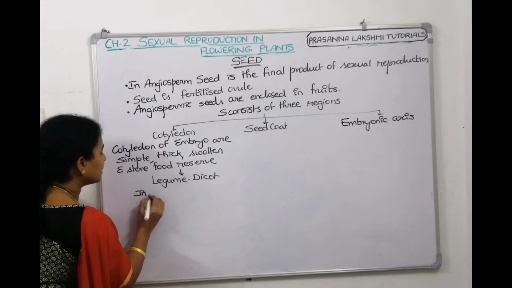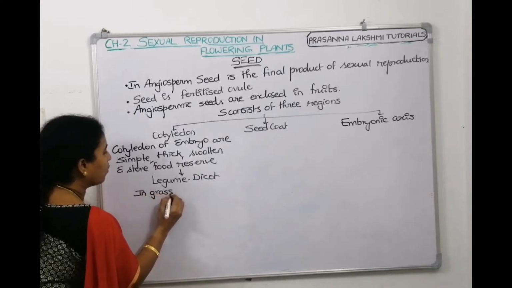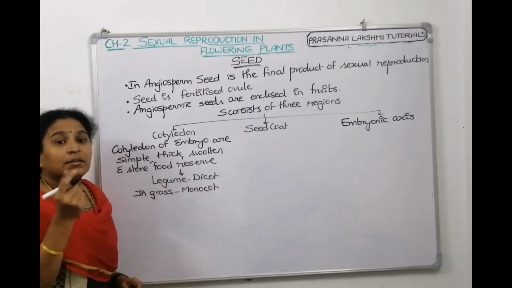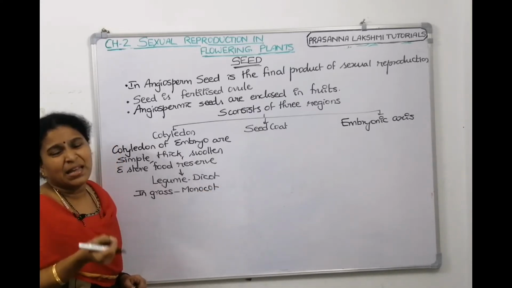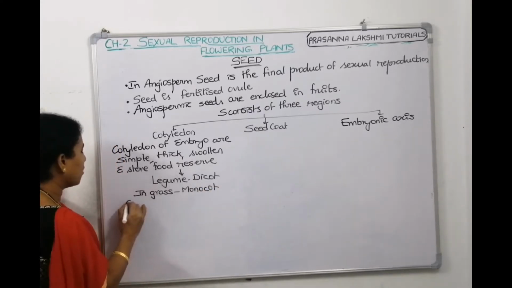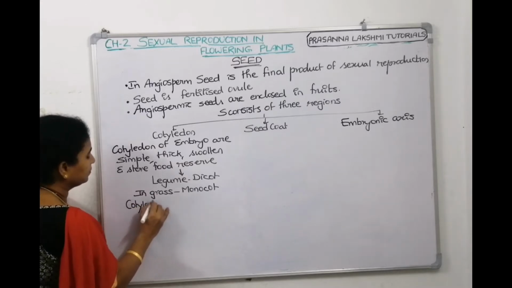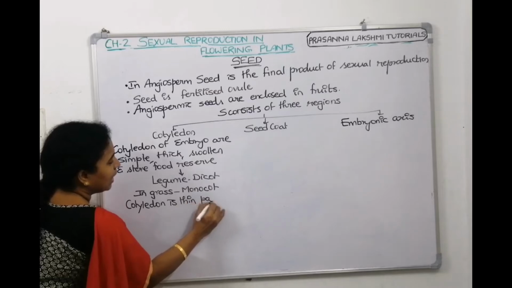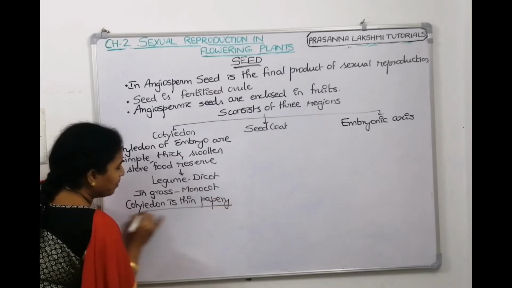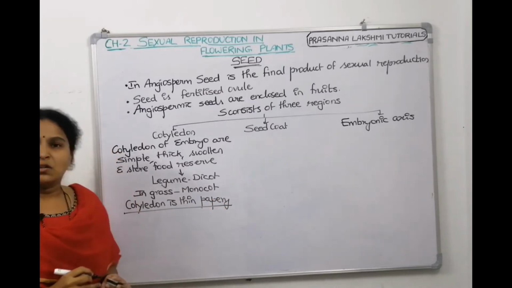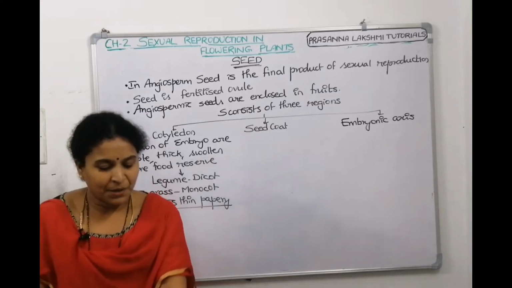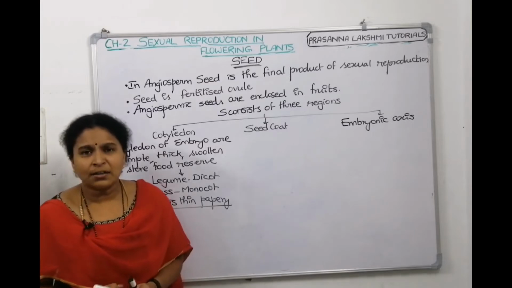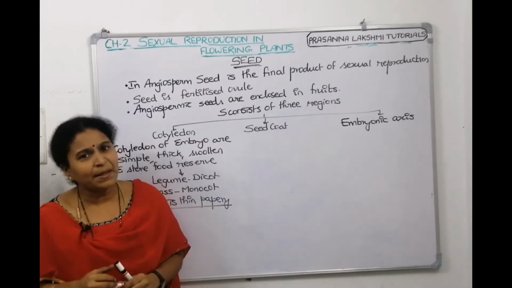Now come to grass and think. In grass, what is grass? Monocot. In grass, the cotyledon is papery. It is one cotyledon. The cotyledon is thin and it is papery. Understood? So we finished the first portion of the seed. What is that? Cotyledon. Function of cotyledon: to supply food for the developing embryo.